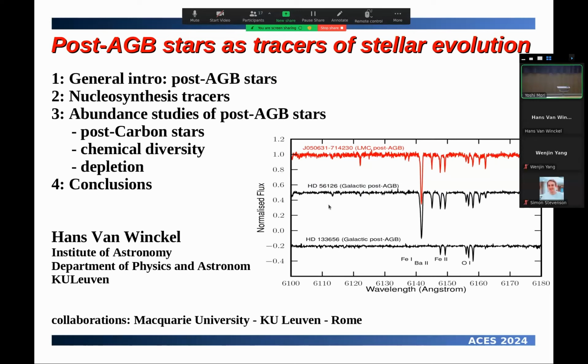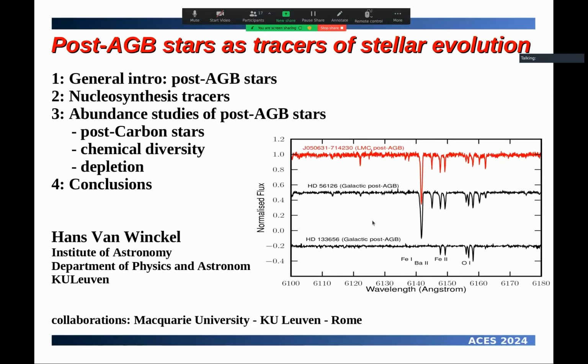I will focus this talk on the nucleosynthesis, and the reason for that is depicted in that graph. It shows three spectral regions of three different stars with similar temperature, similar metallicity, and similar luminosity. But you see that thanks to the post-AGB character, the stars are dominated by atomic transitions, and you see clearly the barium enhancement in the two upper stars.